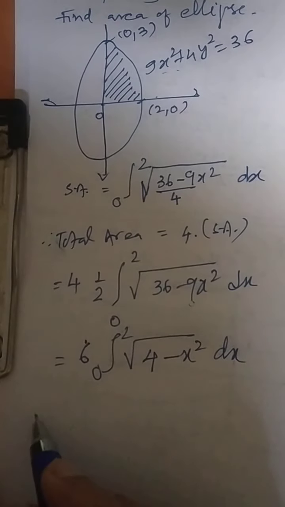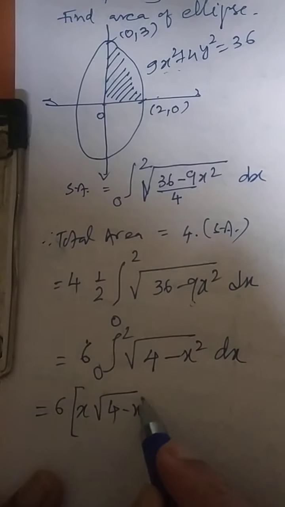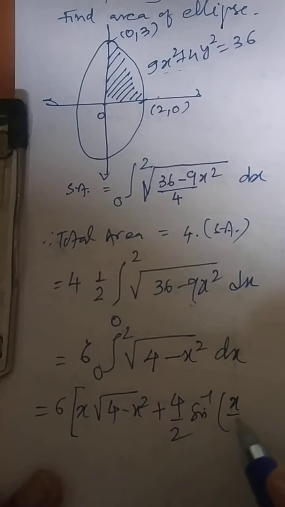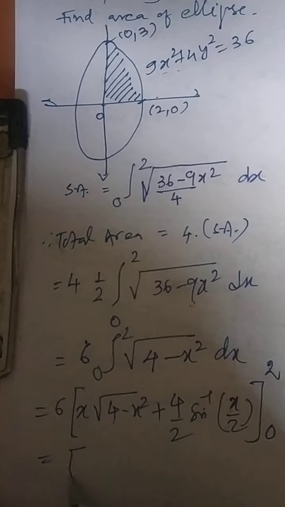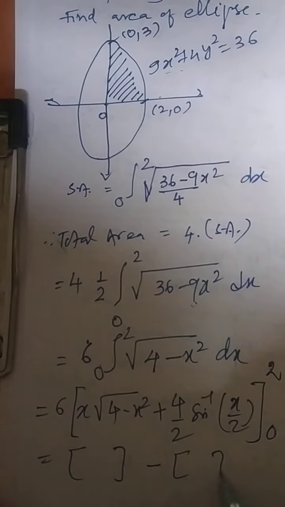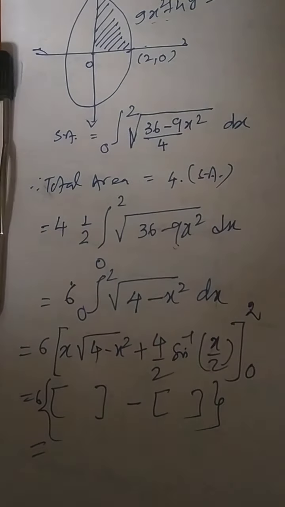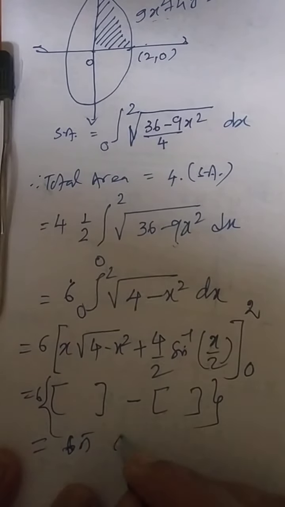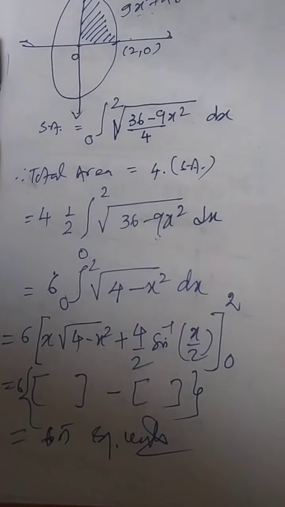Now you know how to simplify. 6 will be here, it will be x into root under 4 minus x square plus a square by 2 into sine inverse x by 2, and upper limit is 2, lower limit is 0. You put in this box the upper limit and lower limit 0. 6 you can keep outside, just simplify and let me know what answer you are getting. So you will be getting 6π square units. Okay, so this is the way.